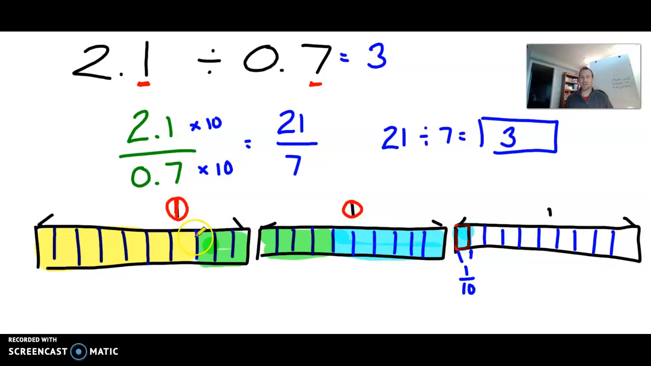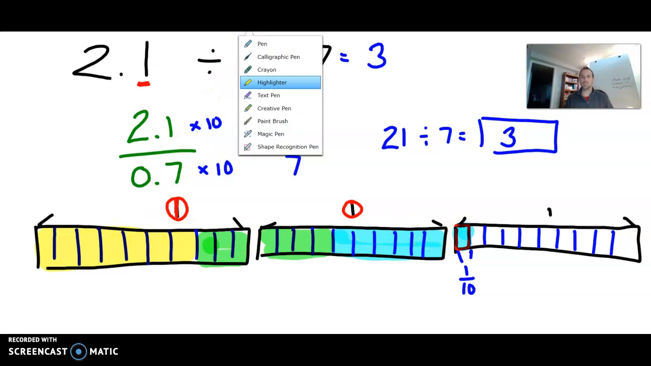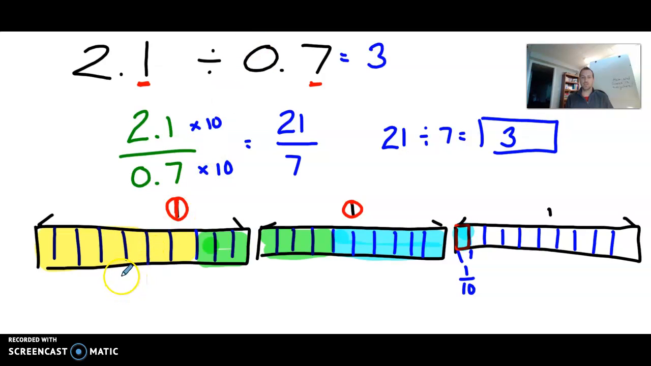Notice the different groups. I have 3 different groups in this case: the yellow group, the green group right here, and then this last one, the blue group. I have 3 groups. So 2 1/10 divided by 7/10 is going to give us 3 groups, and we did that in model form. Certainly, as you solve these for your exit ticket, you can turn these into models. I showed it here, and making equivalent fractions would certainly work too.